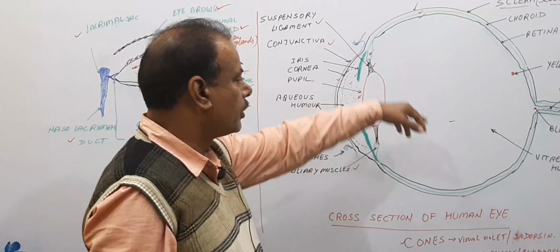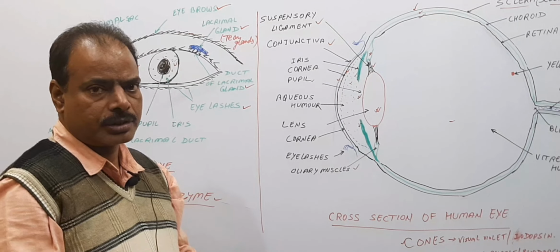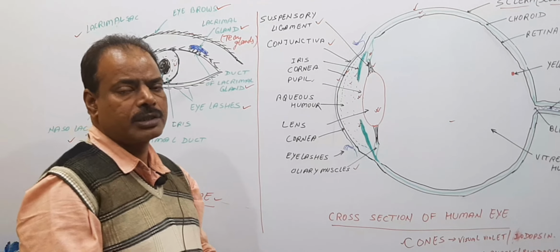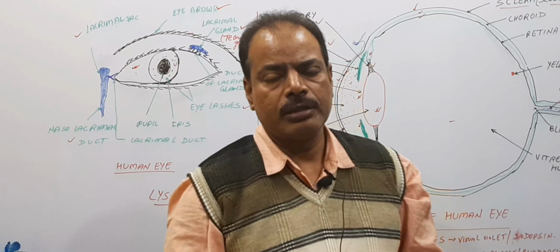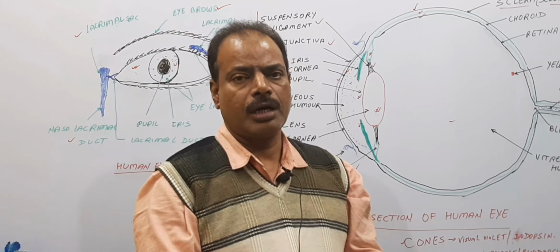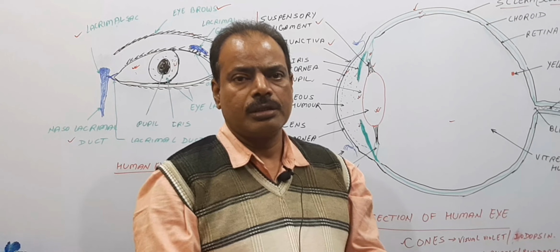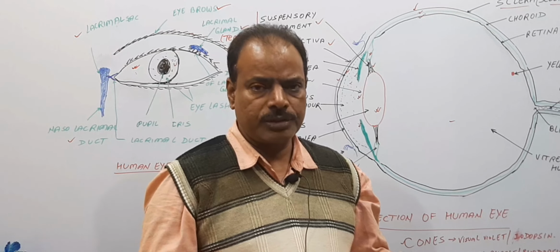We have studied the different parts of the eye and their locations and functions. In the next class, we will discuss the different types of accommodation of the eye and adaptations in the eye, as well as the different eye defects and their treatment or cure.